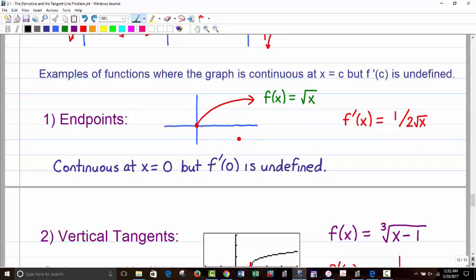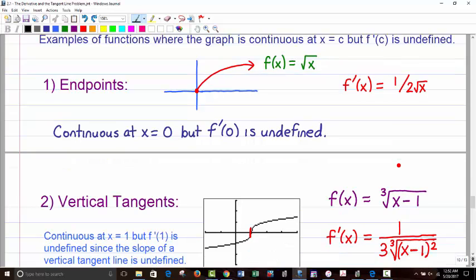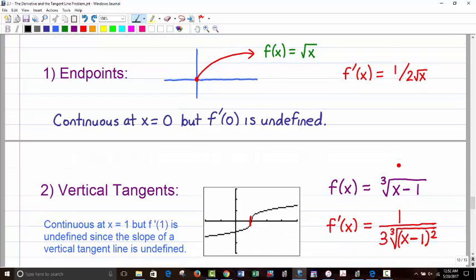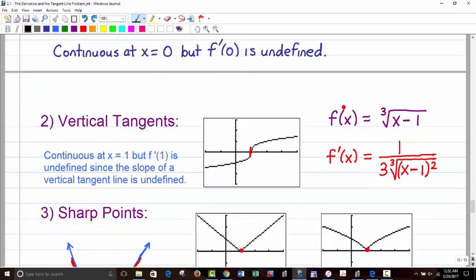So at any endpoint the derivative is undefined, whether it comes from the nature of the function, or it's a man-made endpoint. Maybe we put in a specific closed interval. So man-made, woman-made, endpoint, whatever you got there, it's an endpoint, the derivative is undefined.